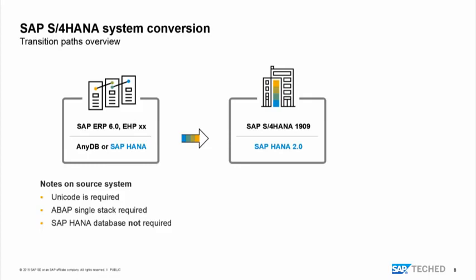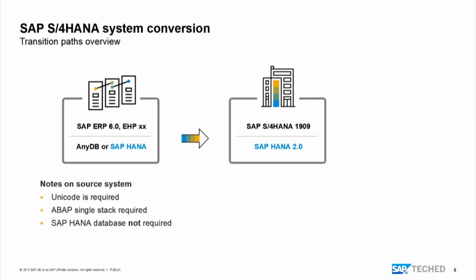We are going away from dual stacks anyhow, but it could be the case that your ERP system is running with the portal on the same database with the same system ID. This is a dual stack system, not supported to start a conversion from. You may consider to do the dual stack split as a separate small project beforehand.